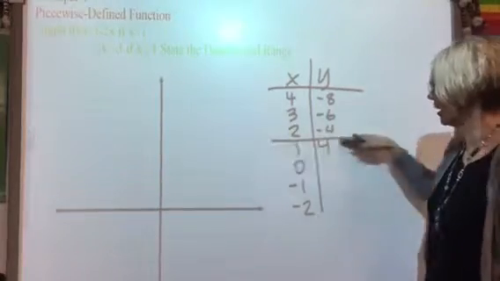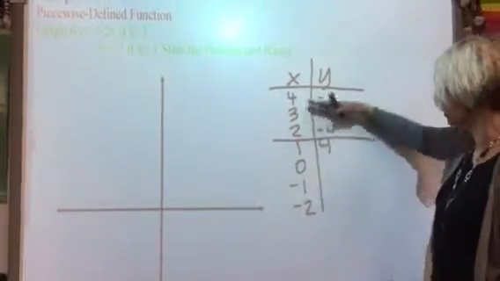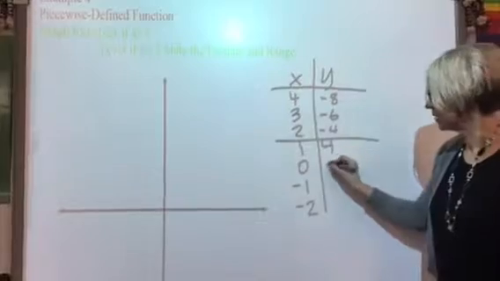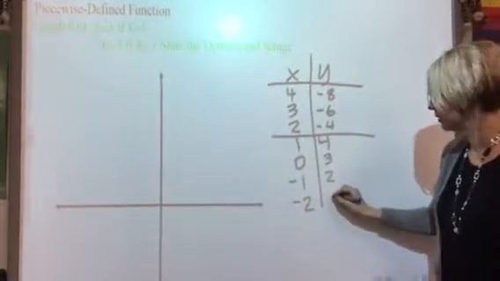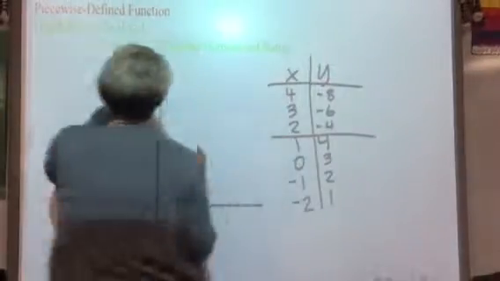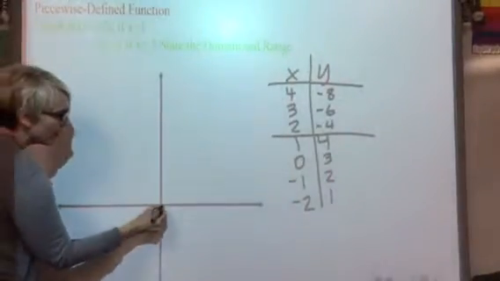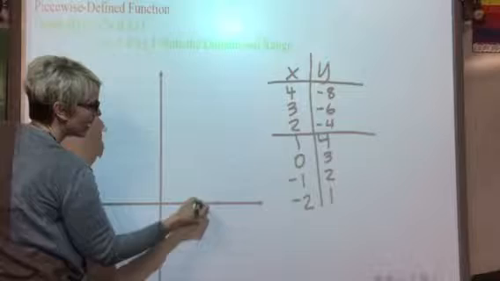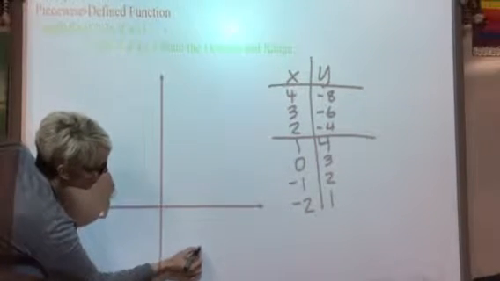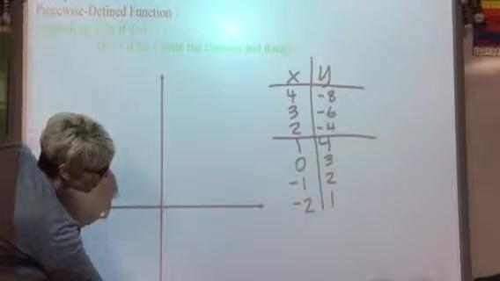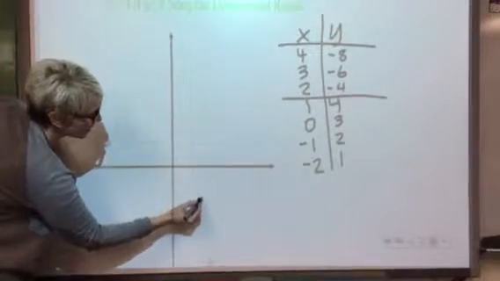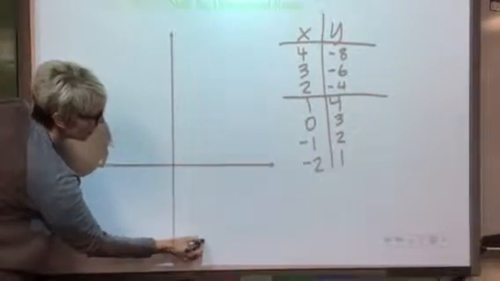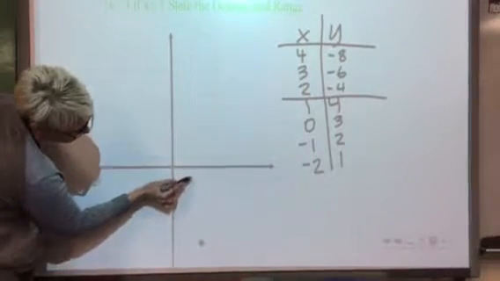And I'm going to just draw a line there so I have my barriers of my two different functions. 0 plus 3 is 3. -1 plus 3 is 2. -2 plus 3 is 1. So if you can see what's going on here, at 4, I have -8. Okay, so it's way down here. At 3, I have -6. And at 2, I have -4.